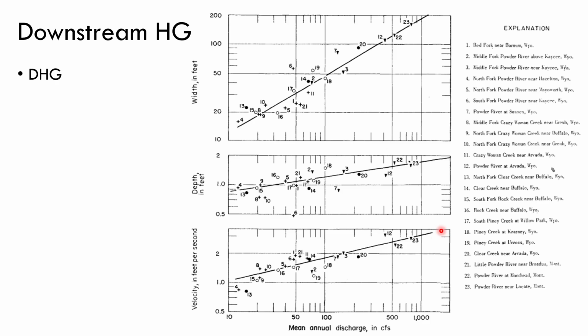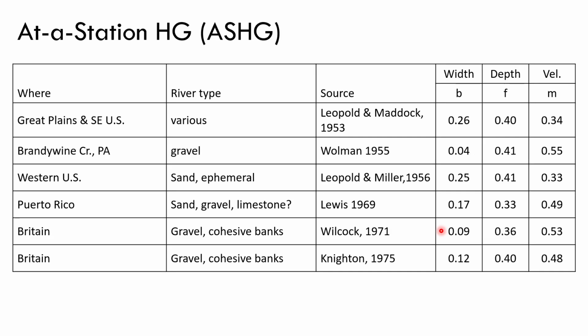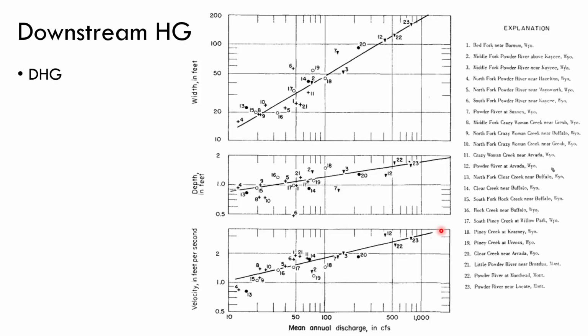So this previous example is actually what we call at-a-station hydraulic geometry. This is if we look at individual cross sections in a river. The next thing that we can look at is the idea of what we call downstream hydraulic geometry. So if we look at the relationship between width, depth, and velocity at the very headwaters of a stream versus all the way down at the mouth of a stream, there's another relationship that we can establish that's very similar to the at-a-station hydraulic geometry.